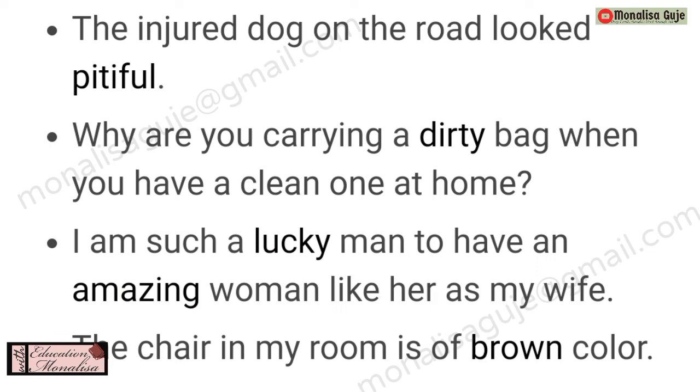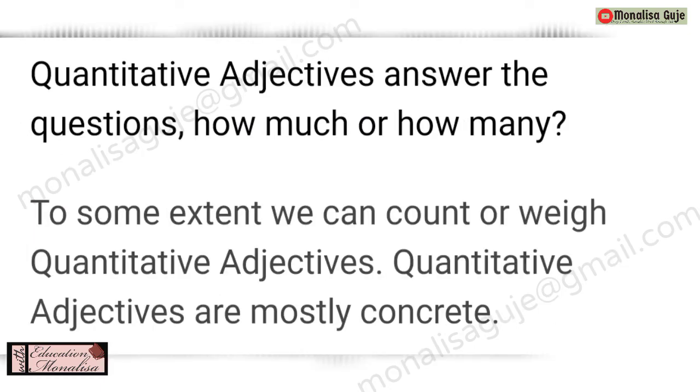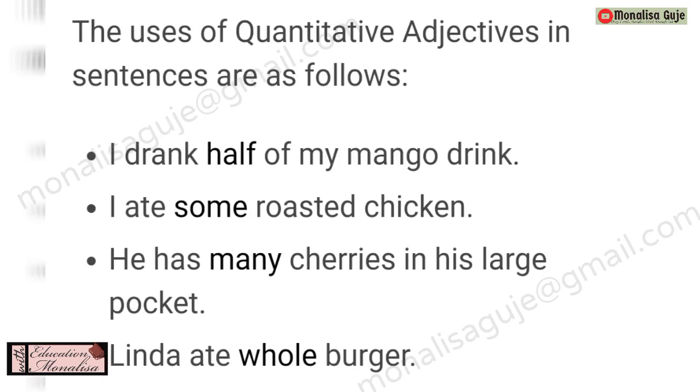Now, after you finish the first exercise, which we have done of qualitative adjectives, we are now going to move to the second type of adjectives, that is quantitative adjectives. These are those which describe the measurement, that is count or amount of any living beings or non-living things. However, the measurement is not in exact numbers. So let's go to the exercises of the same. These adjectives answer the question of how much or how many. So after copying these two paragraphs, you have to start doing the exercises of quantitative adjectives.